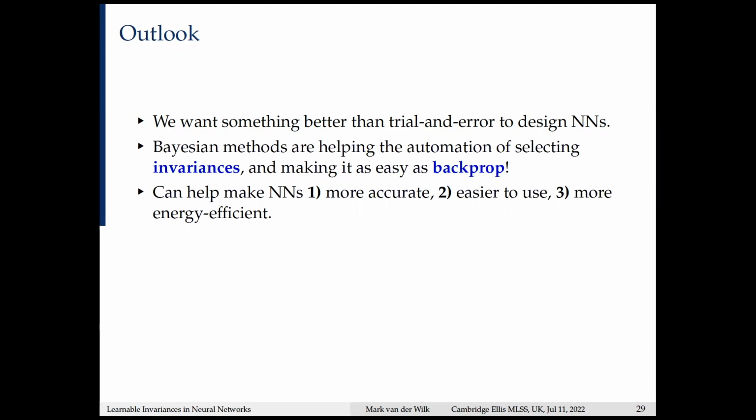So essentially, I think that this can make neural networks more accurate, right, by finding better inductive biases, easier to use by taking the kind of human engineering out of the process of coming up with a good neural network, and more energy efficient, because I essentially believe that neural networks with the right inductive bias can be smaller, which can reduce the cost of actually training them.